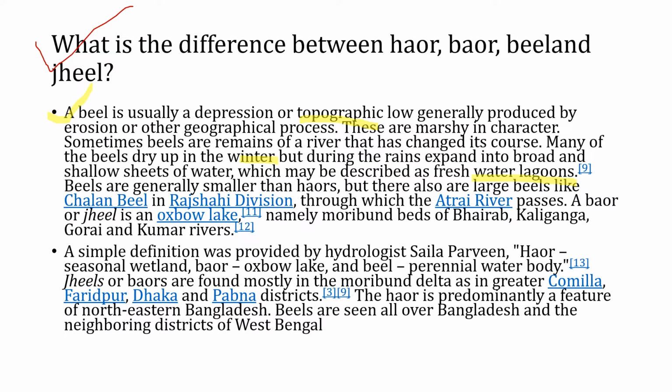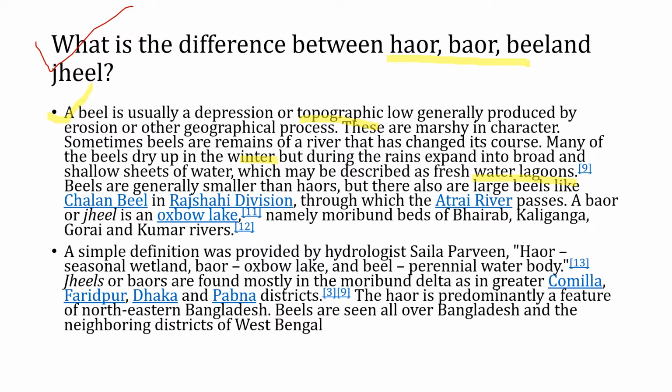There may be some contradictions. So a simple definition of this fourth item could be given by a hydrologist, Shaila Pervin. She said that our seasonal wetland, Baur, is oxbow, and Bill is a perennial water body. Jheel or Baurs are found mostly in the Moribund Delta, as in the Greater Kumilla, Faridpur, Dhaka, and Pabna district. So I think you have an idea about how Baur, Bill and Jheel differ.